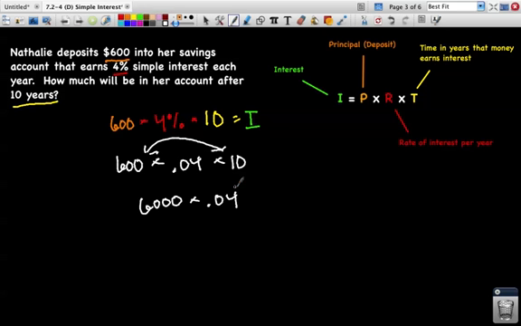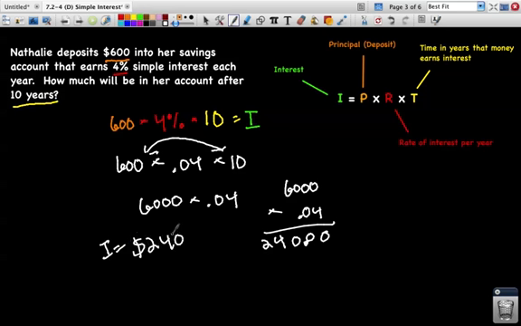And now let's just multiply. So I have 6,000 times 4 hundredths. Let's see, 1, 2, 3, 24. Bring my decimal in twice. 240. So what that means is the interest earned was $240.